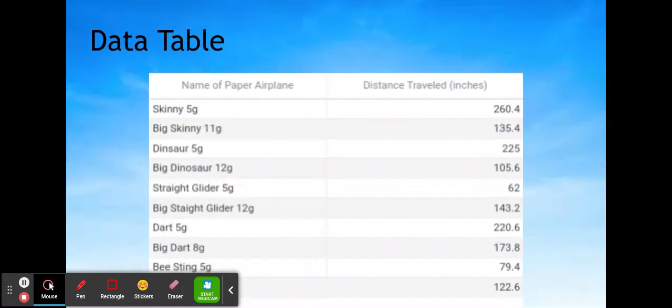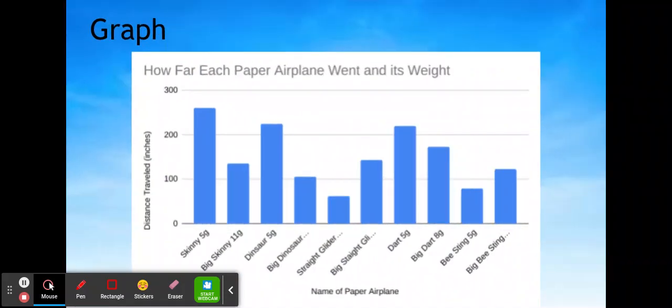This is a data table showing that Skinny went the farthest on average out of all the planes, and the Straight Glider went the shortest out of all of them. As you can see, this is our graph. And it shows that Skinny went the farthest with 5 grams. And you can visually see the difference in average distances for every single plane.